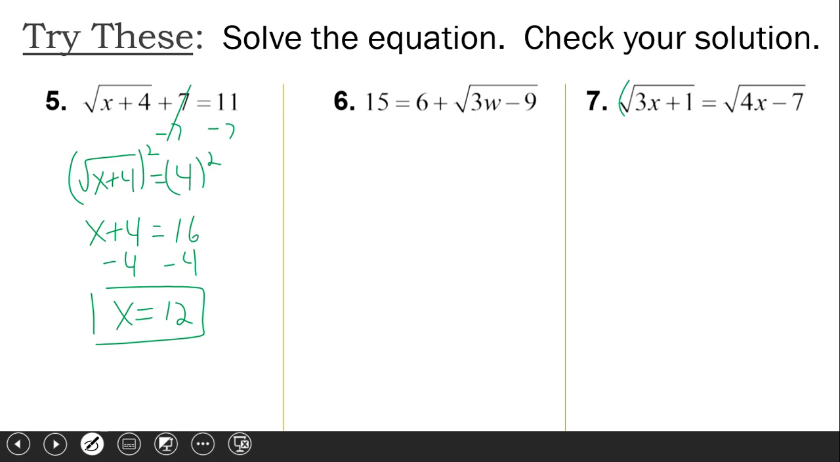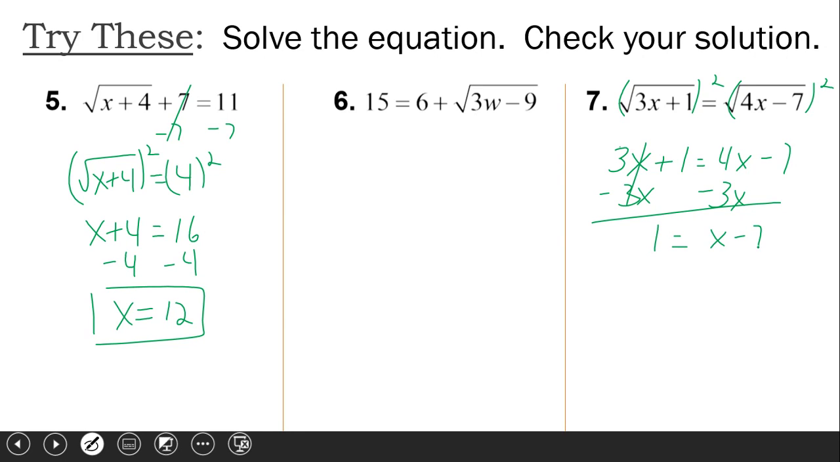On one like number 7, we would start by squaring both sides. And then you'd have 3x plus 1 is equal to 4x minus 7. I'm going to subtract the 3x over here, so I end up with a positive x. 1 equals x minus 7. Add the 7, and you'll get 8 is equal to x.